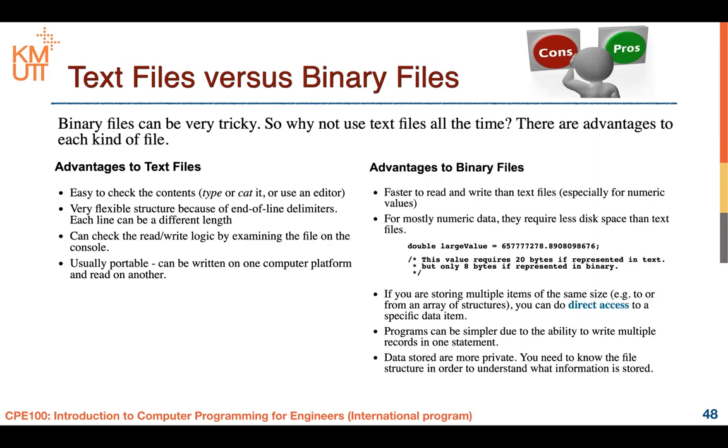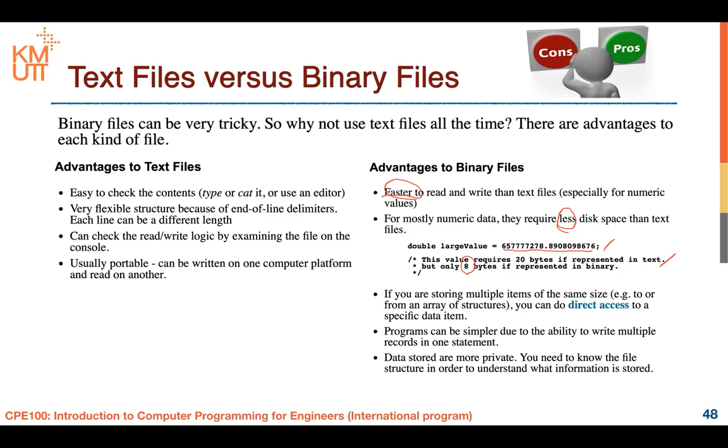Compared to the advantages of a binary file, a binary file is faster to read and write, and for mostly numeric data it requires less disk space than a text file. Suppose you keep this double value here. This value requires 20 bytes if represented in text, because there are 20 characters. But for binary, you can simply use 8 bytes.